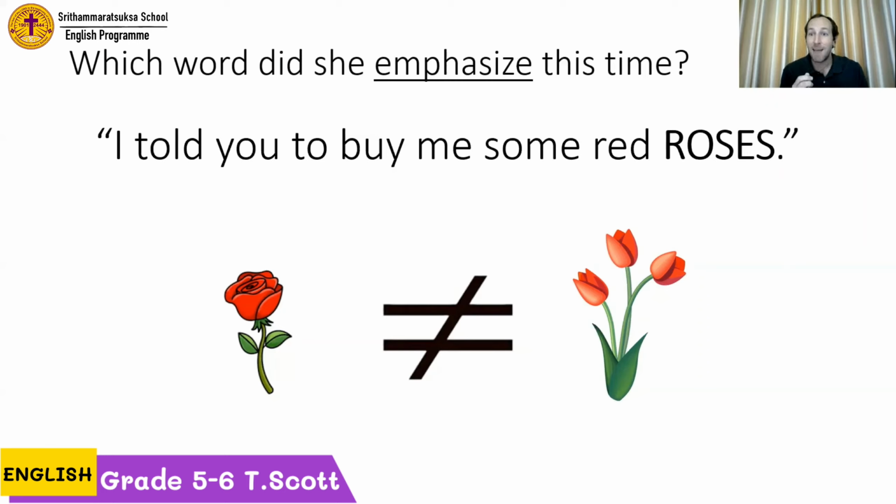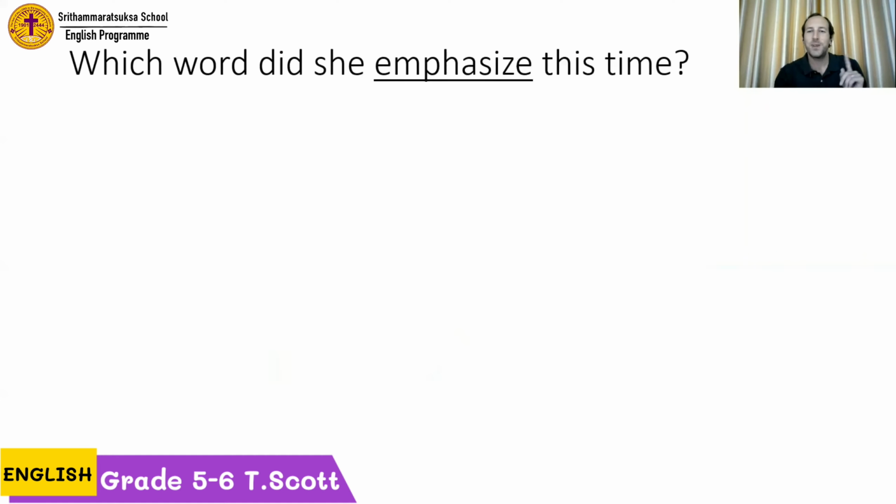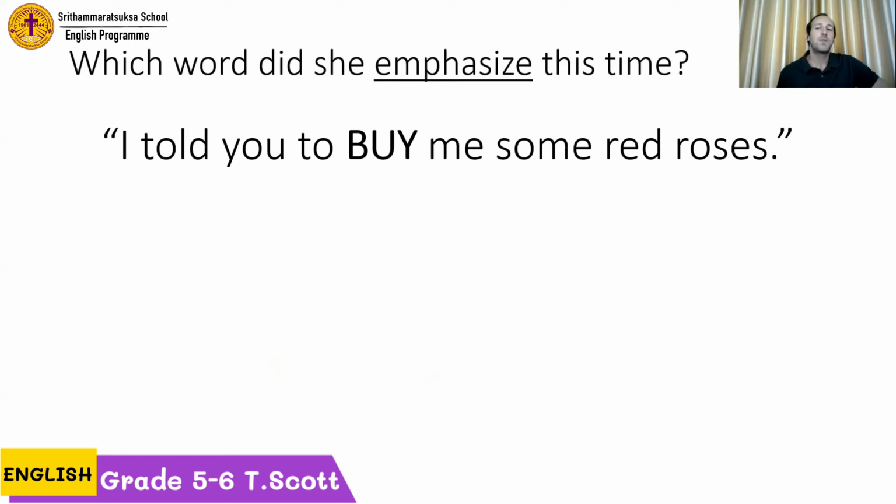Believe it or not, I made more mistakes. I told you to buy me some red roses. Which word did she emphasize this time? Very good. Buy. I told you to buy me some red roses. Step 2. What does that mean? This one's a little trickier than the other ones. I'll give you a moment to think about it before I share the answer.